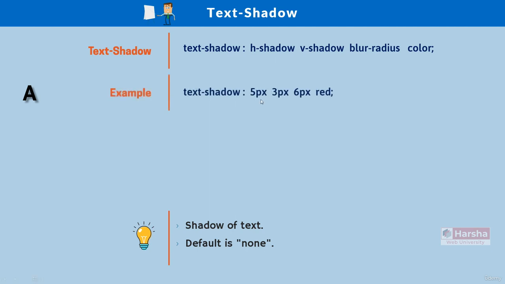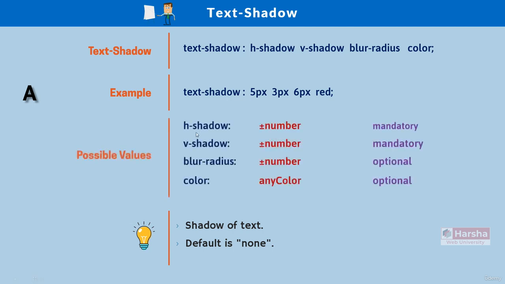For example, you can specify 5 pixels and 3 pixels for horizontal and vertical shadow, and the blur radius is 6 pixels. And the color of the shadow can be anything like black or red, etc. So horizontal shadow is mandatory, and it can be a positive or negative value. Vertical shadow is also a number, and it can be positive or negative. Blur radius and color are optional. Blur radius can be a number and color can be any color.